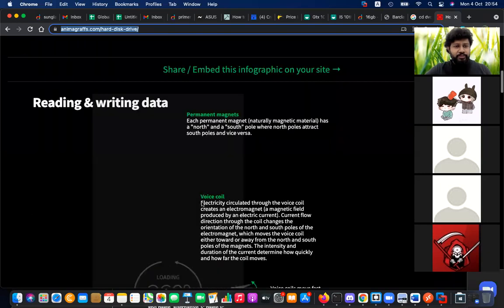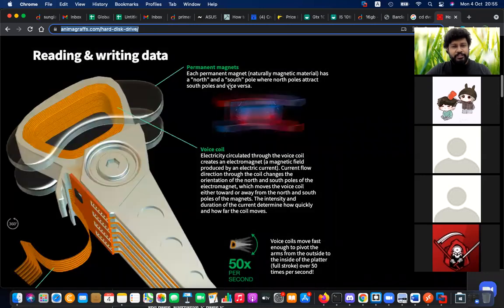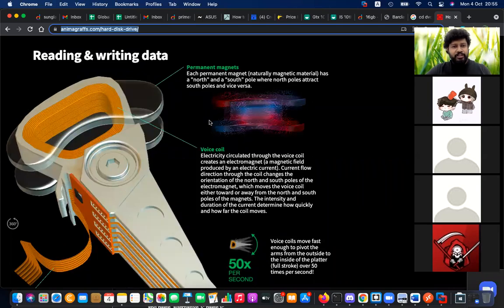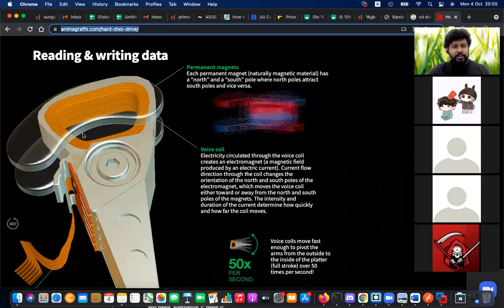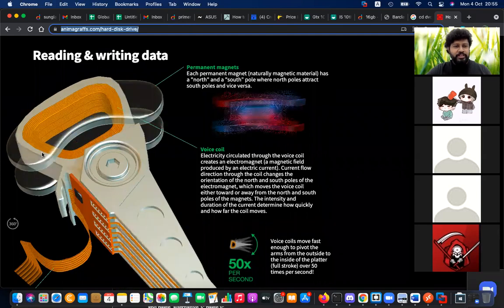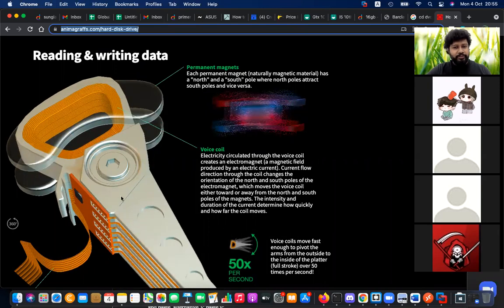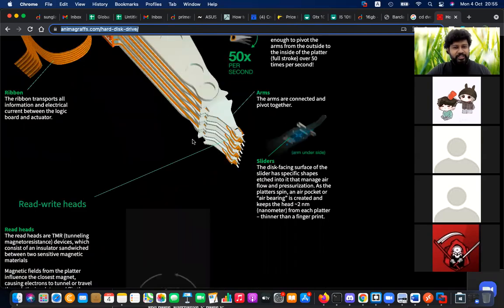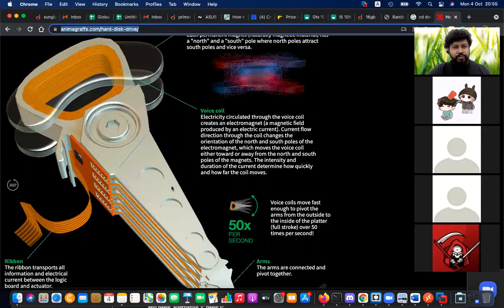And in the second one, you can see reading and writing data. There's a permanent magnet. This permanent magnet has two states, north and south. When this is rotating, this is called the actuator, or actuator arm. When this is moving back and forth, the magnetic state is changing from north to south and south to north. Using that, the head is magnetized. This is the head. The head is magnetized using these north and south magnetic fields.